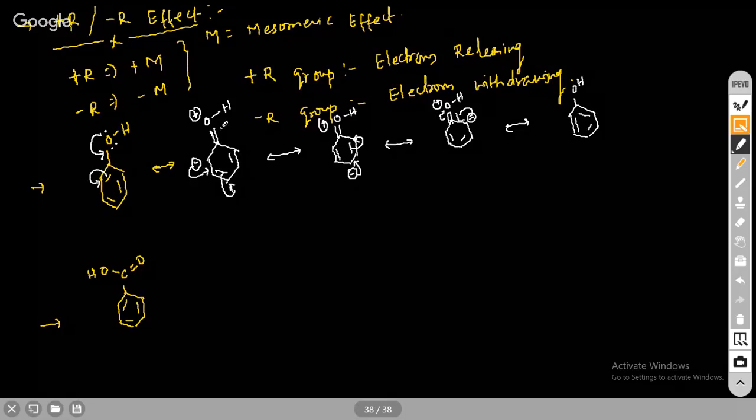So this group you see, OH, is electron releasing. That's why it is a plus R group. All those groups which have a lone pair or negative charge present on the atom with which it is attached to the ring are known as electron releasing group or plus R group.